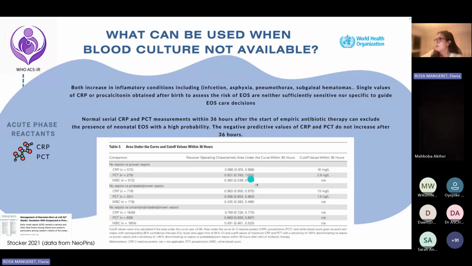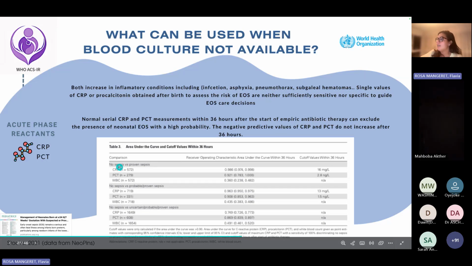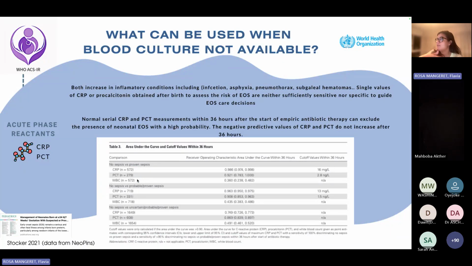So this is just quickly data from an NLP. It's a very large multicentric study that evaluated following up antibiotics guided by CRP and PCT, especially PCT. But they did a secondary analysis and they looked at the positive predictive value, basically, of this CRP, PCT, and full blood count. And basically, the CRP and the PCT were very high for no sepsis versus proven sepsis, no sepsis versus probable sepsis, and no sepsis versus uncertain sepsis. But the full blood count was always very low, especially this one, no sepsis versus proven sepsis.